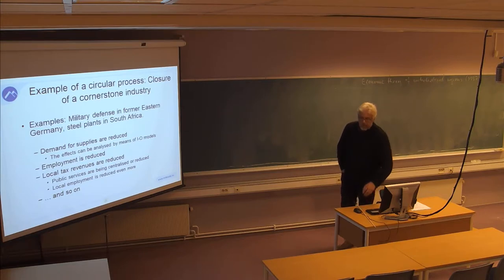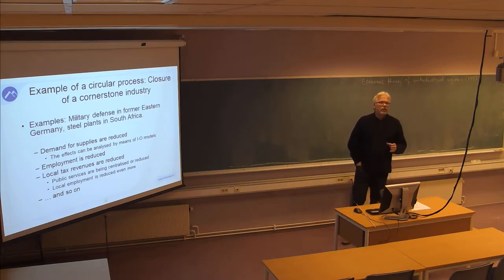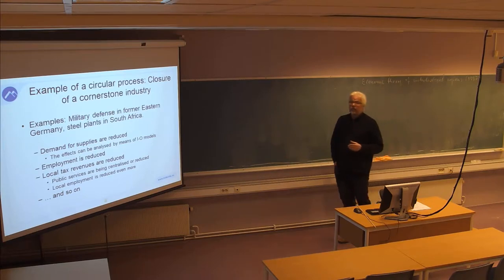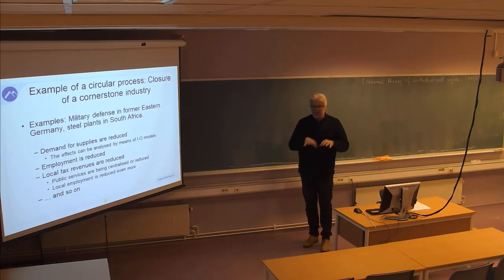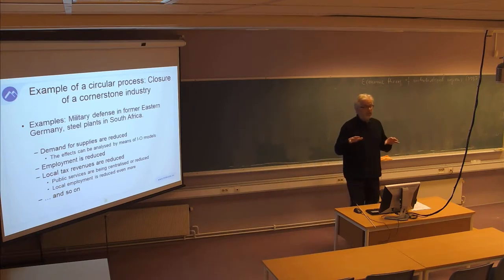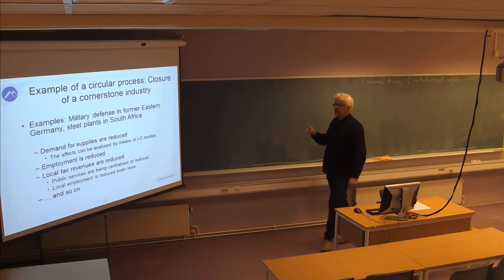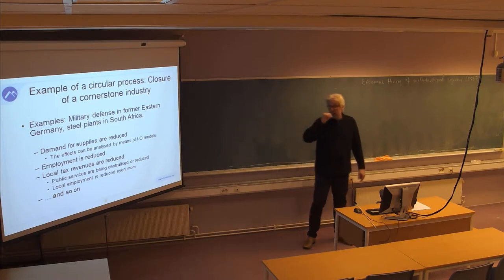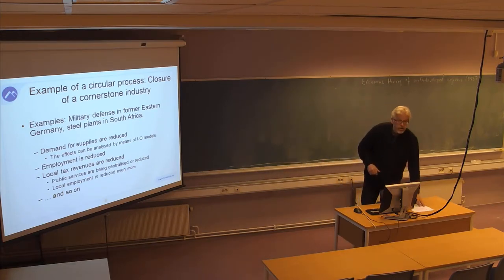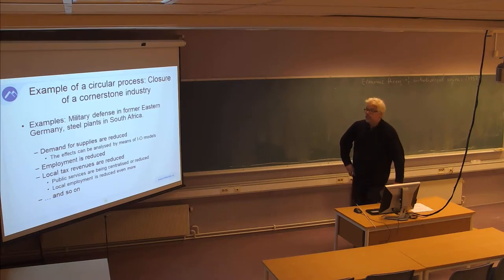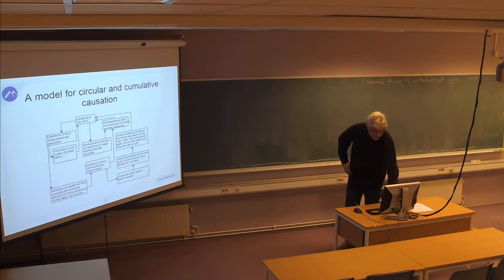So that is kind of an extreme case of removing barriers to trade, and the extreme case is that the barrier was sort of absolute. They were not allowed to trade in the first place. And then suddenly the trade was opened up. The partners were not balanced at all. And then the weak part, South Africa in this case, had to shut down a very important industry, leading to severe consequences.